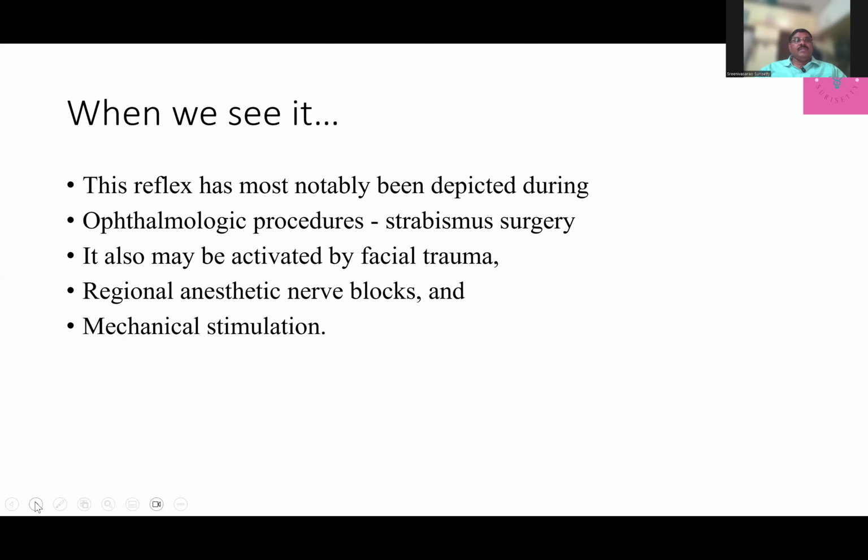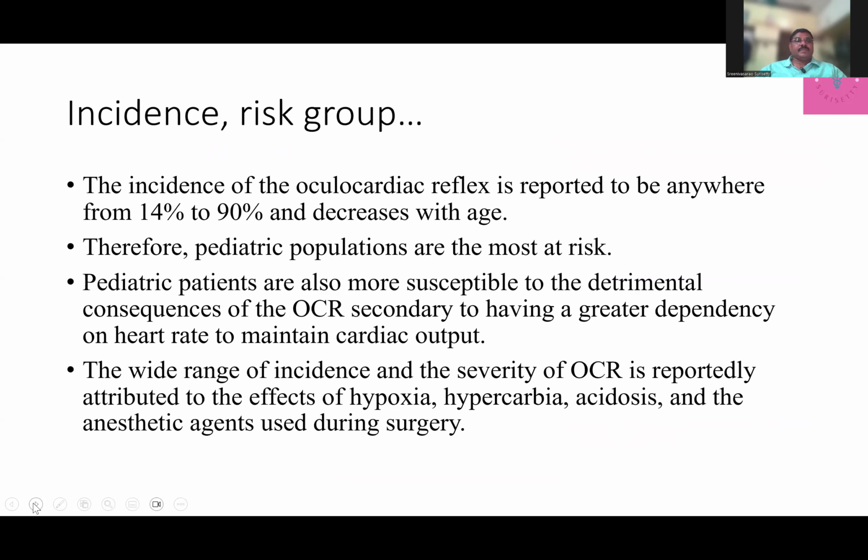When do we see this oculocardiac reflex? The reflex is most notably seen during ophthalmological procedures, especially strabismus surgery. It may also be activated by facial trauma causing pressure on the eyeball, by regional anesthetic nerve blocks that stretch the muscles, and by mechanical stimulation of the eyeball.